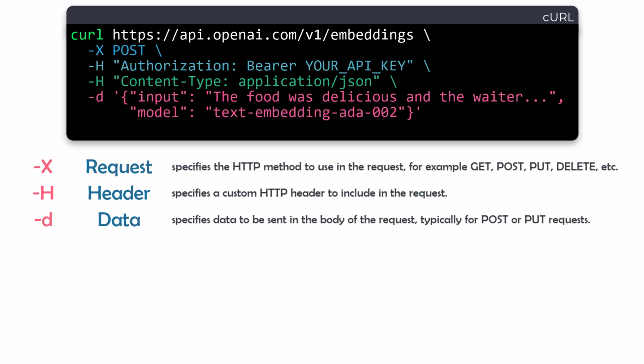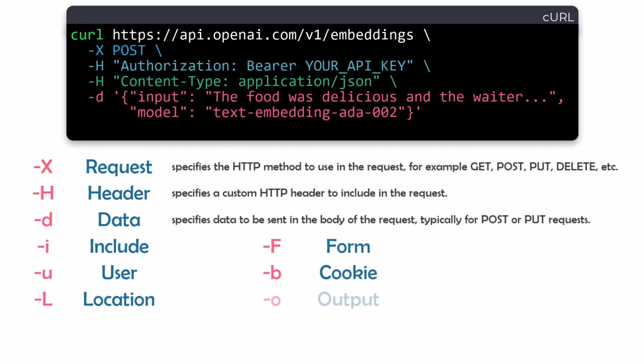These are the most used flags, but we also have some flags like I, which stands for include, U for user, L for location, F for form, B for cookie, O for output, and so on. We have many different flags which can be used in CURL. After the flags we have information. For example, after flag X we have the value POST. This is the operation we should use for this request.